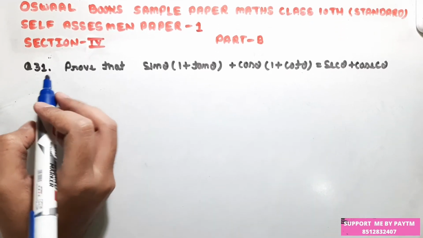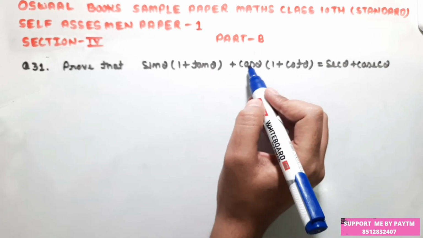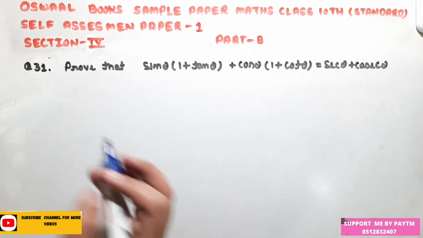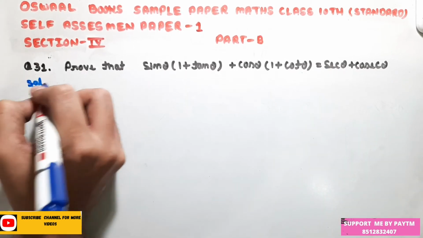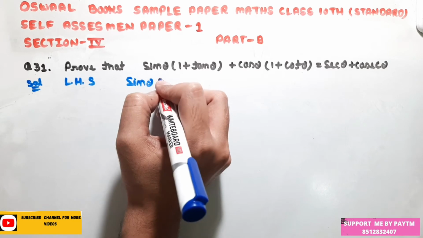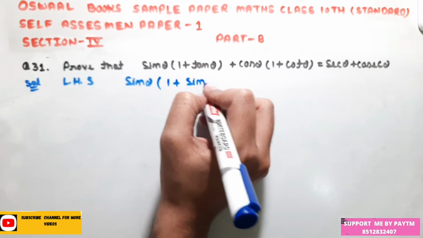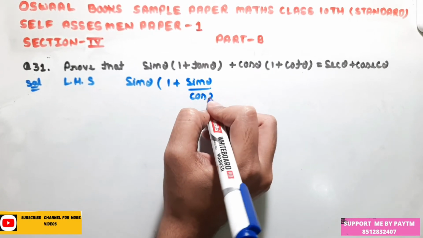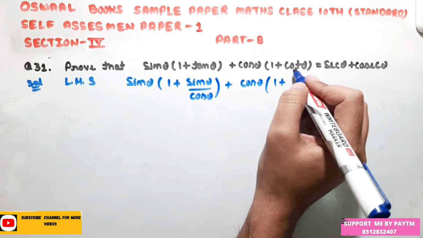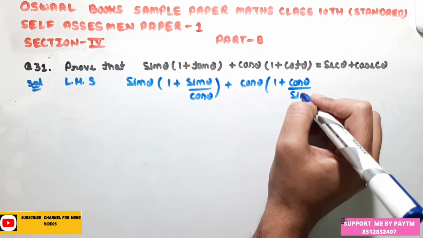Question number 31. Prove that sin theta (1 plus tan theta) plus cos theta (1 plus cot theta) equals sec theta plus cosec theta. From the LHS, that is sin theta (1 plus tan theta), we can write tan theta as sin theta upon cos theta, plus cos theta (1 plus cot theta), we can write cot theta as cos theta upon sin theta.